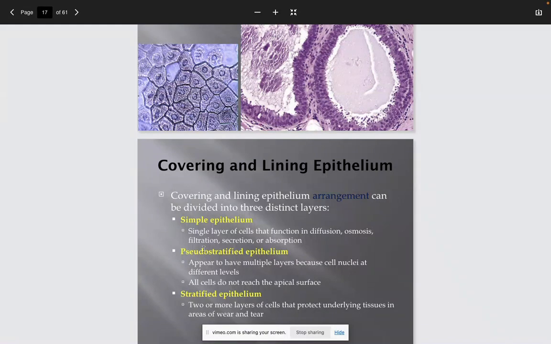Pseudo, meaning fake. Pseudostratified: it appears as if it's two layers, right? But it's actually not, it's fake. It appears to have multiple layers because cell nuclei are at different levels. All the cells do not reach the apical surface, so all the cells do not reach the top of the cell.